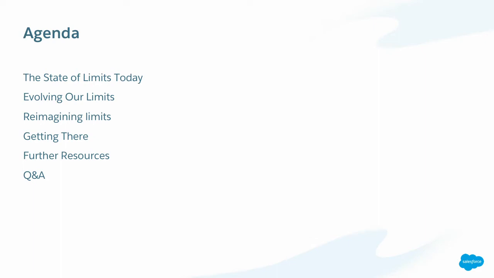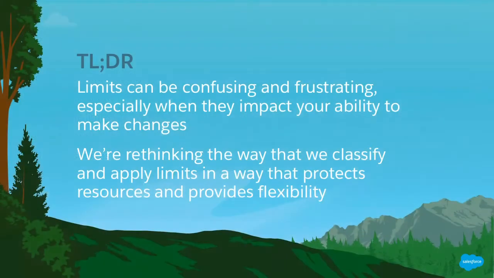Okay, so today we're going to just quickly take a journey through limits. First of all, we're going to start by looking at the state of limits today. We'll then move into how we're evolving our limits to manage customer expectations, how we're reimagining our limits for the future, and what it is that we're going to do to get there.